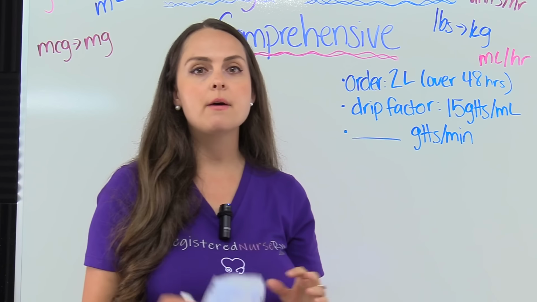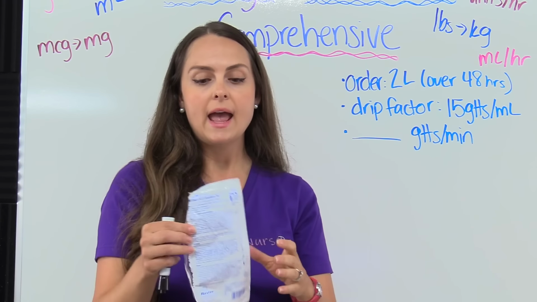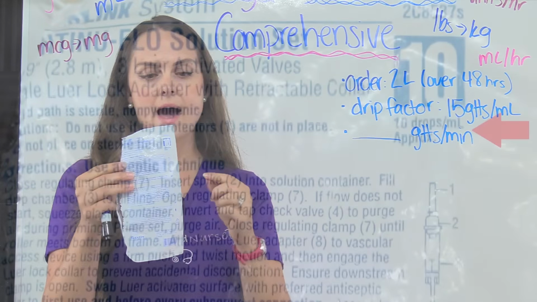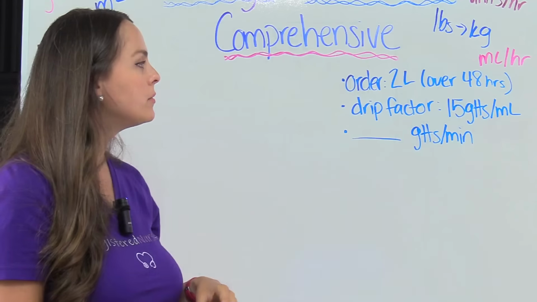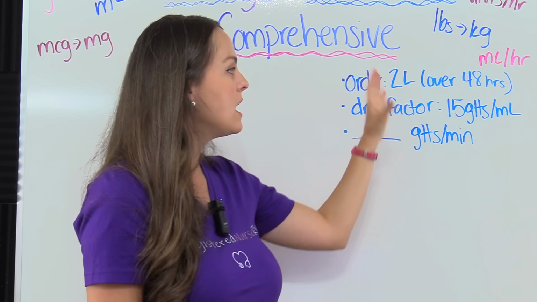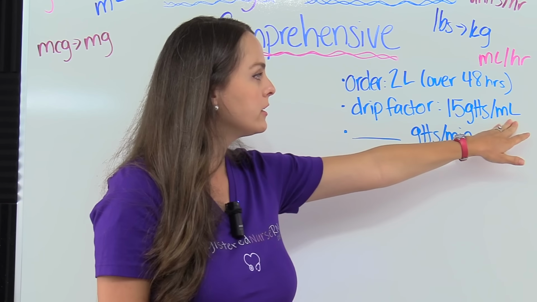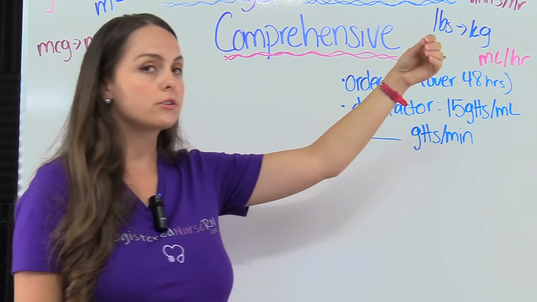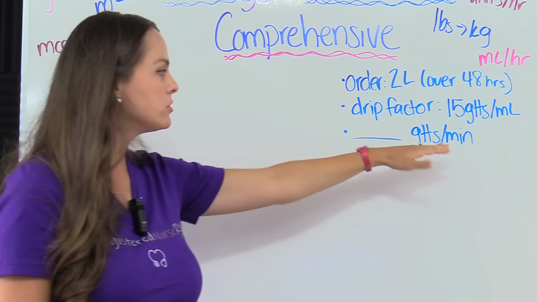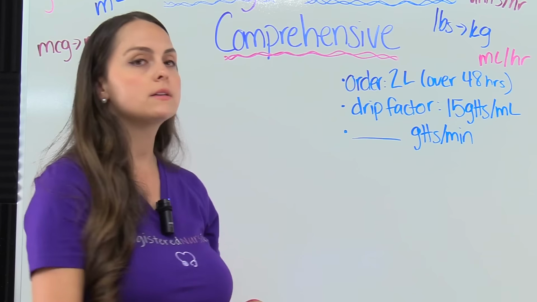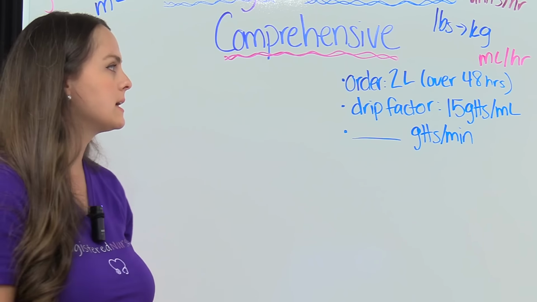Drip factors come from your IV tubing, and here in this bag it told us that our drip factor is 10 drops per milliliter for this specific IV tubing. But for our problem, it's telling us that for every milliliter that's going to be dropped, it's also called a drop factor, there's going to be 15 drops. So we're trying to solve for drops per minute. That's where we're trying to get.